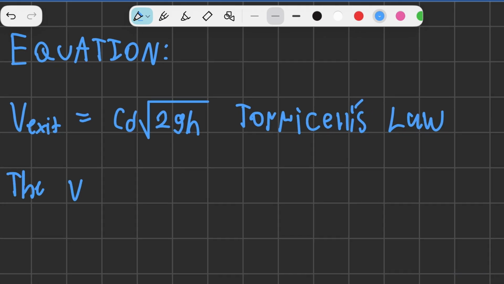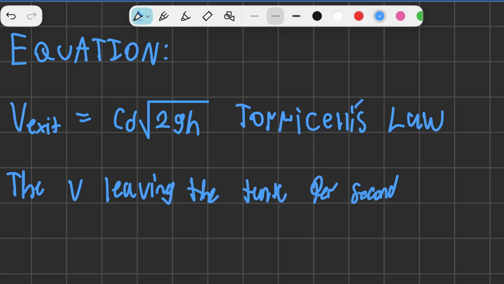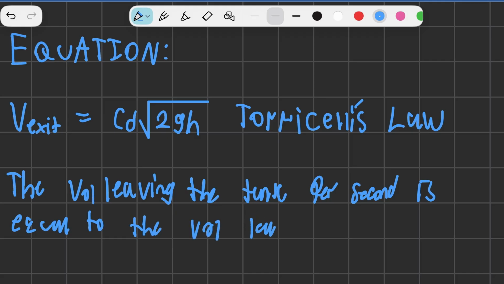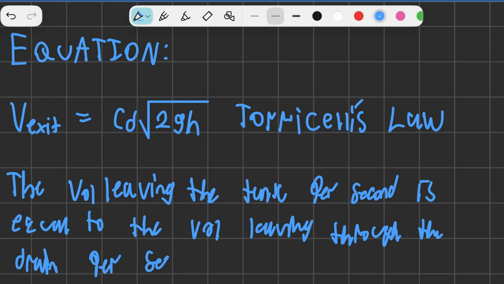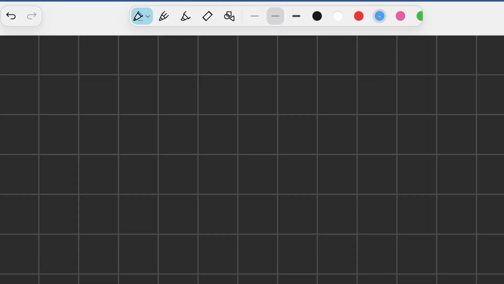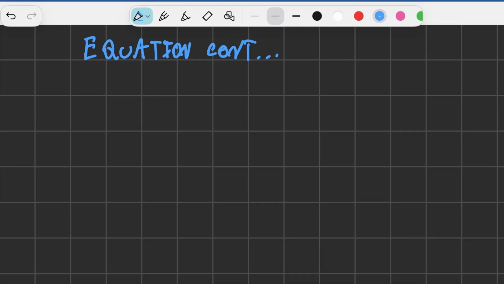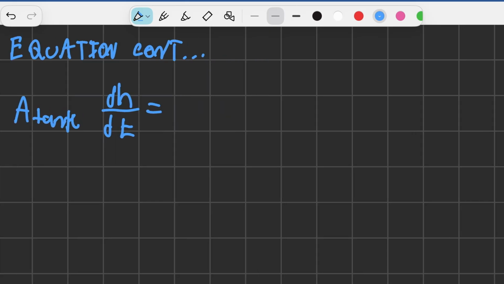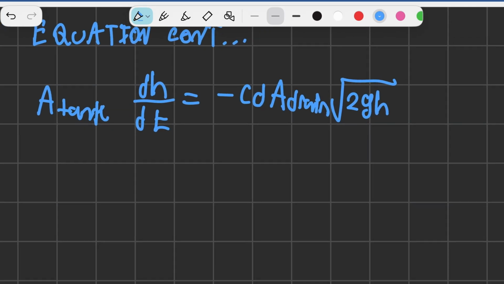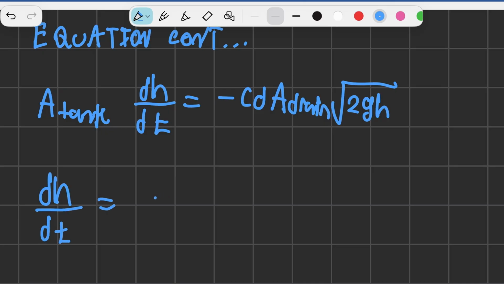Well, let's think about what Torricelli's law says. The volume leaving the tank per second is equal to the volume leaving through the drain per second. With this, we can do a volume balance on the tank. The rate the tank loses volume has to equal the rate the water flows out the drain. The tank's area times the rate the height is dropping equals the drain's area times the exit velocity.